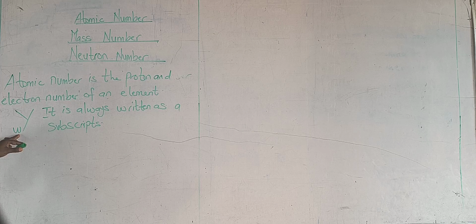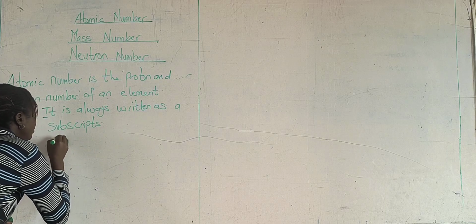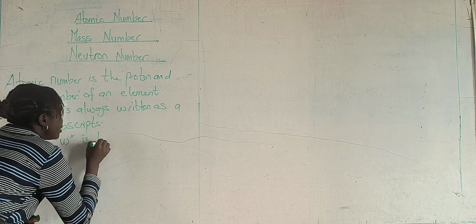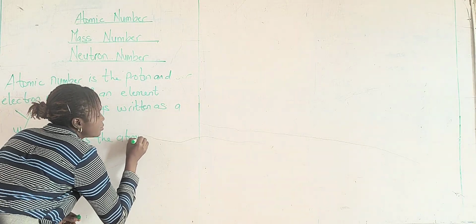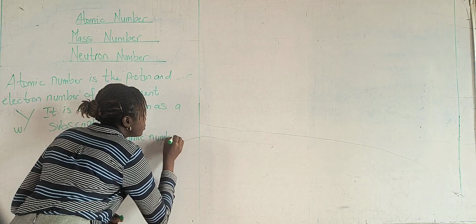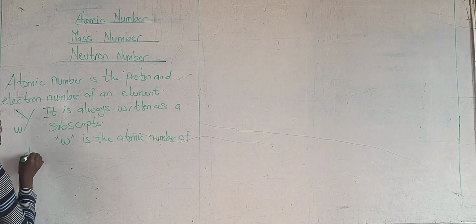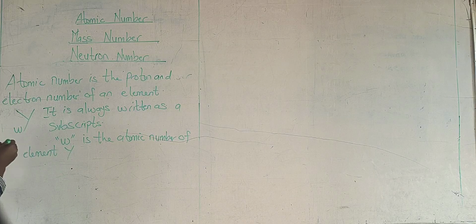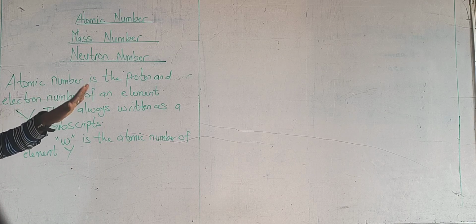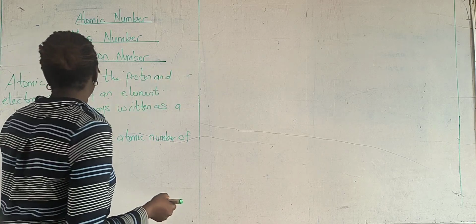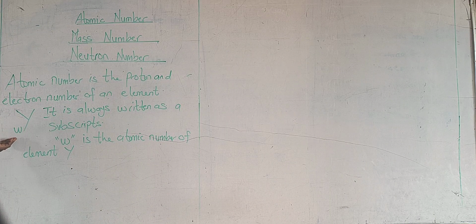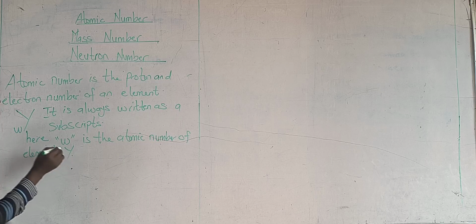So that means this W is the atomic number of element Y. So atomic number is the proton and electron number of an element. For instance, element Y having W, the atomic number is always written as a subscript. So here W is the atomic number of element Y.